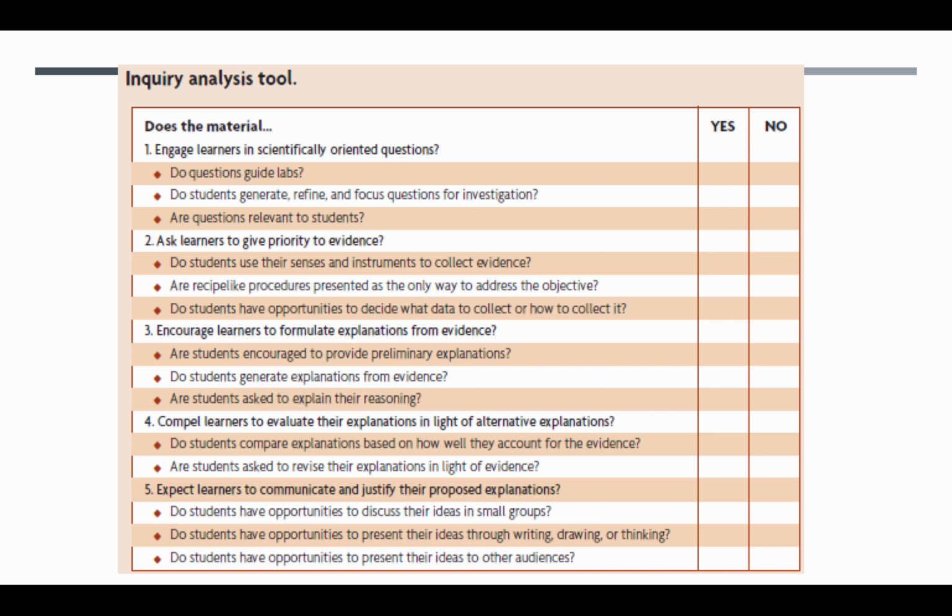Do questions guide the lab? No, there are no questions in here that are given to the students, nor through the instructional procedure, nor are there any discussion questions at the end. And so we really can't say if the questions are relevant to students because there are none.